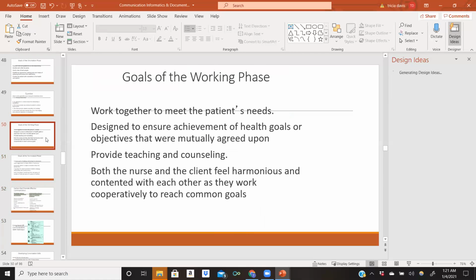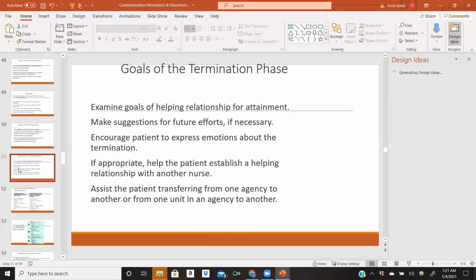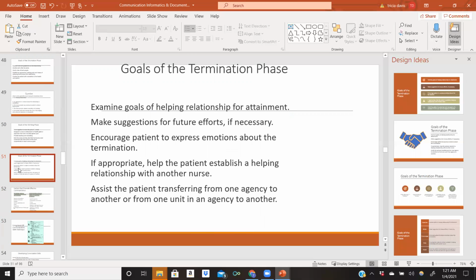Okay, let's see, where were we? So the working phase, now we're at the termination phase, which is the last phase. So during this phase, you're going to examine goals of the helping relationship. This phase occurs when the conclusion of the initial agreement is acknowledged. So this might happen at change of shift. Like I said, this agreement is just for your 12-hour shift.